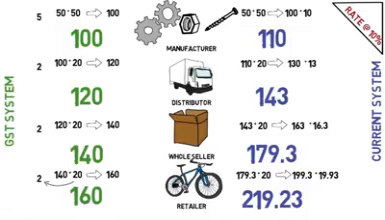So, if the prices are compared, the product is 59.23 rupees cheaper in the GST system than the current system.